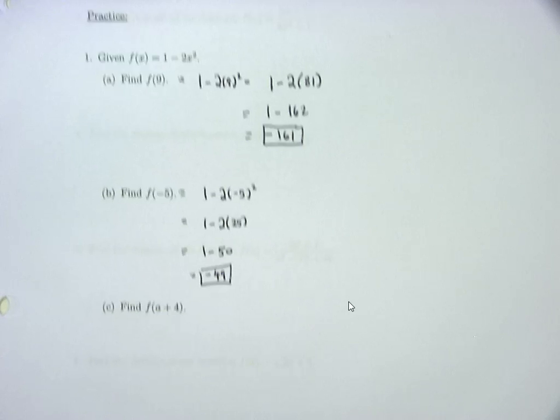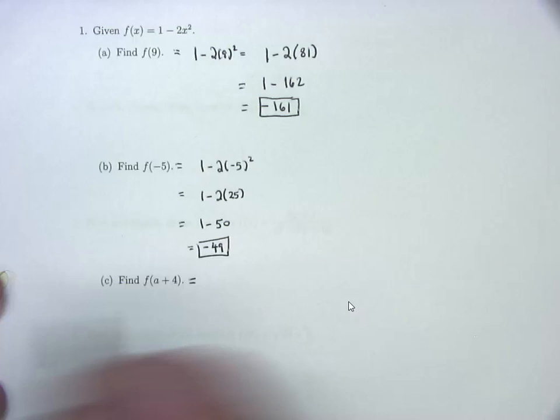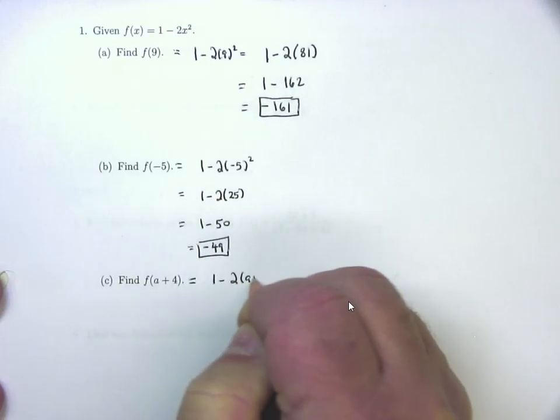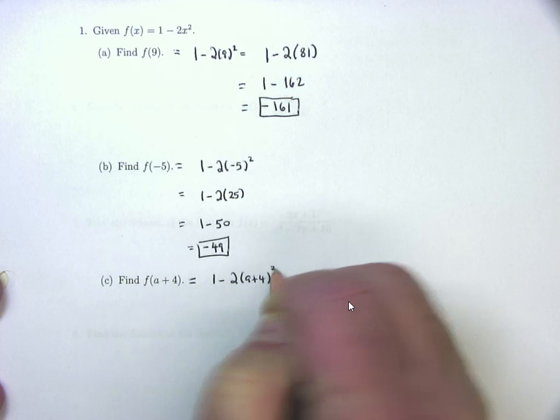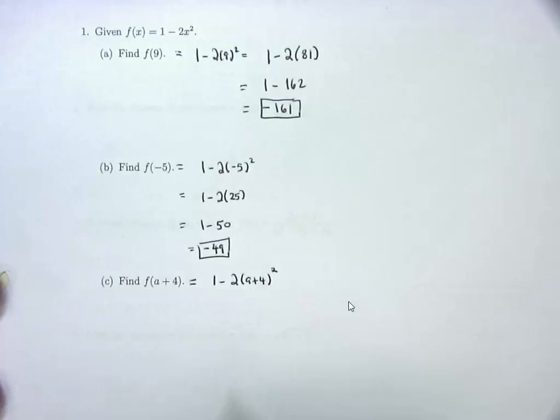Now, those were two pretty easy ones, no problems. All right, do the next one and clean it up. This one is f of a plus 4. I don't care what's inside the parentheses. Whatever's inside the parentheses is going to replace the x in the original function. So f of a plus 4 is going to be 1 minus 2 times a plus 4 squared. All I did was replace the x with a plus 4.